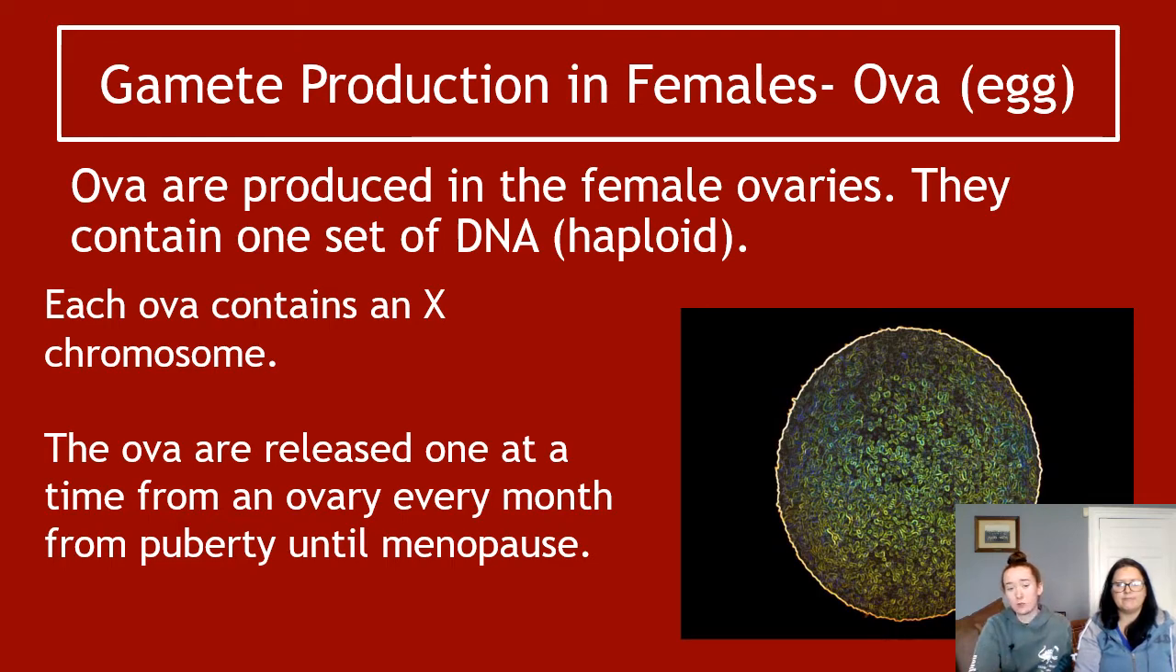And one ova is released once a month from puberty until menopause. This is what a period is. We are going to learn more about this in the next topic, that releasing of an egg to the point of menstruation and all the things that come with that. We're looking at the hormones that control it.